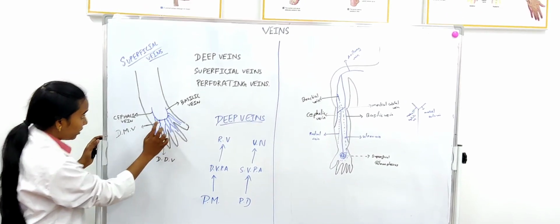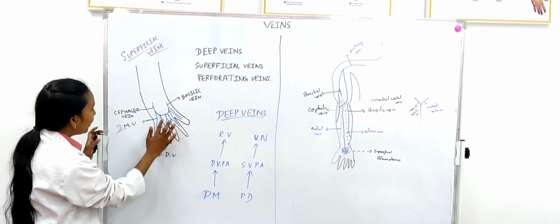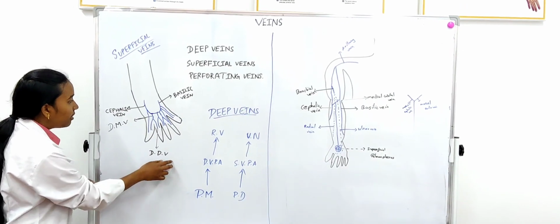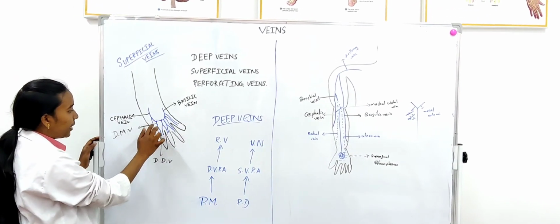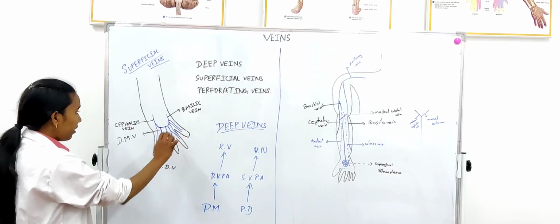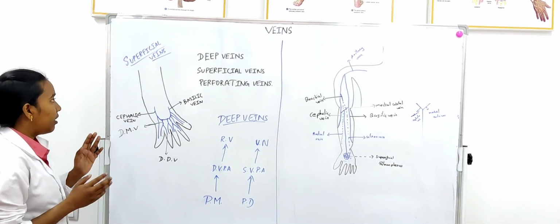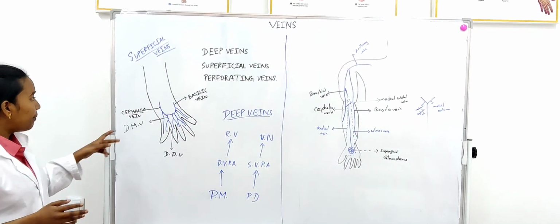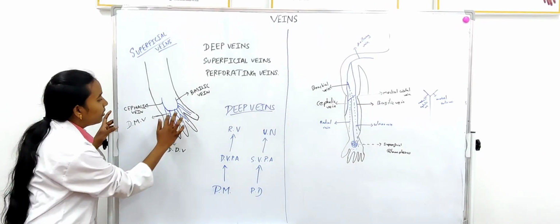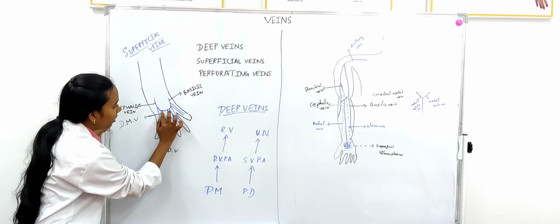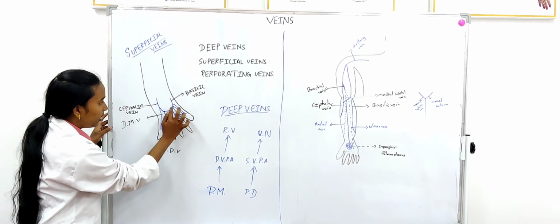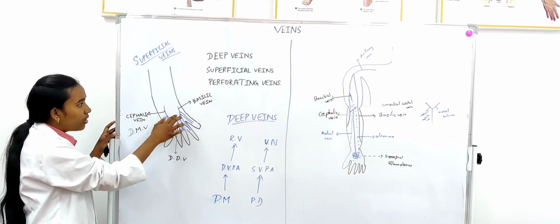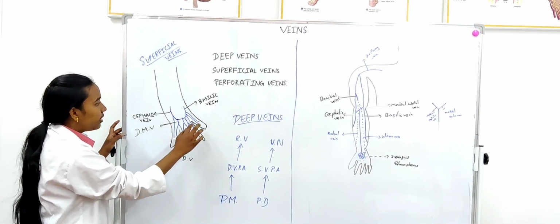The dorsal digital veins join to form the dorsal metacarpal veins. The dorsal digital veins are paired veins. They join to form the dorsal metacarpal veins. There are some other veins which are not forming the dorsal venous arch. Only these three veins form the dorsal venous arch, but these four veins are not included in the dorsal venous arch.